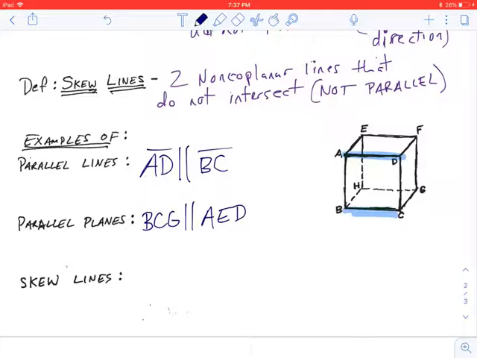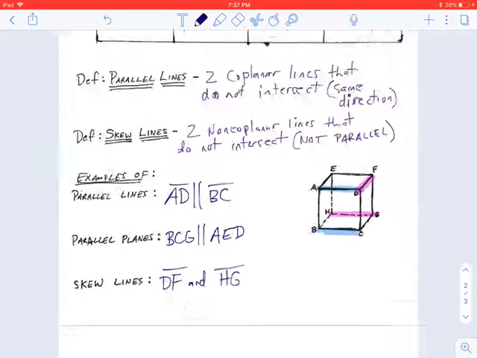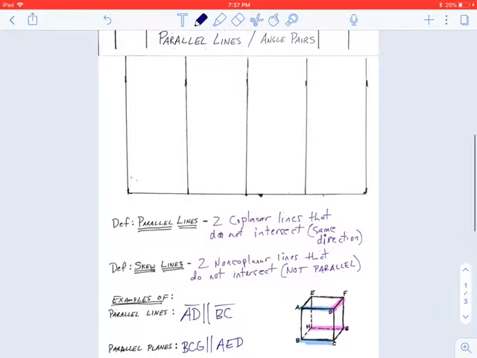Okay? And then skew lines means they're not going to be parallel and they're not going to cross. So if I start with, let's say DF, that one's not going to cross HG. Okay? Because one's going left and right, one's going front to back, and they're never going to cross. Even if you extended them out, this one's going over the top of the other. Okay? So I can say DF and HG are skew. Okay? So that's our foldable.